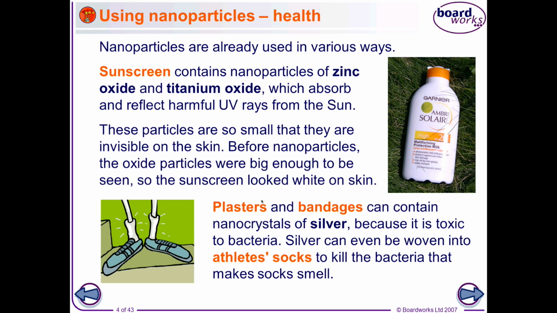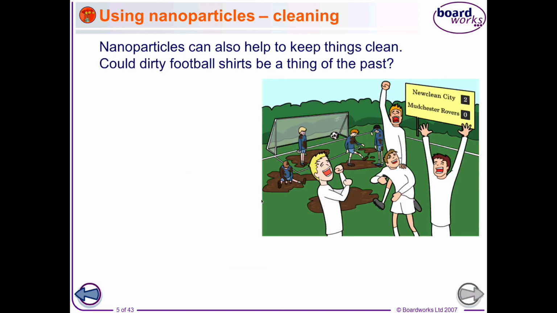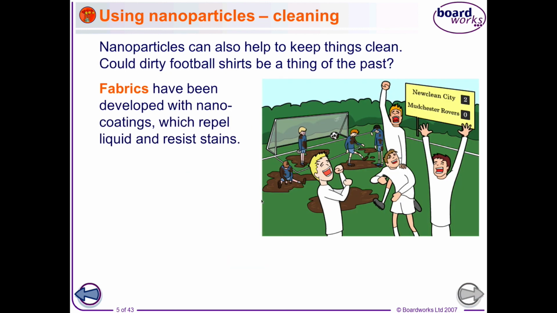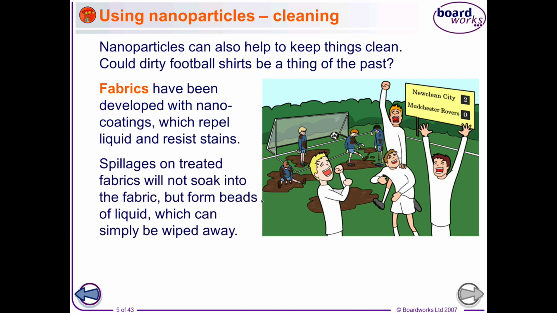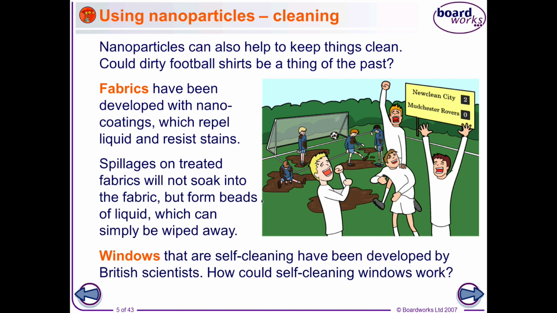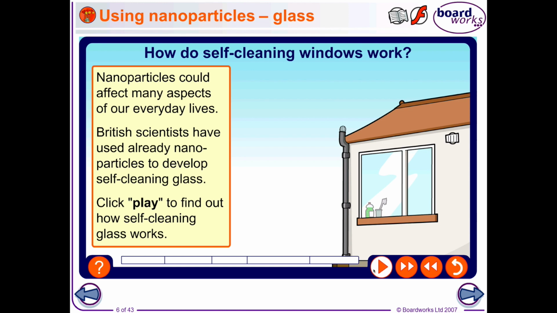And you've also got athletes' socks, which sometimes have a silver coating woven into their fabrics on the nano level, and that kills bacteria, which basically makes your socks smell. Other examples are fabrics which can repel stains, and the other one, which is quite unusual, is self-cleaning glass. This is a new idea, and we'll just quickly go through how this works.